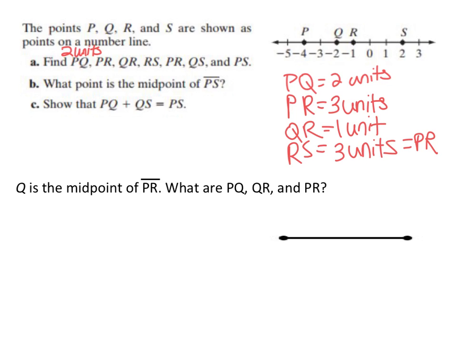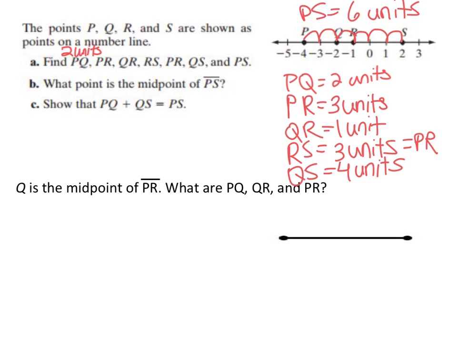QS, 1, 2, 3, 4 units. So QS is 4 units. And finally PS, 1, 2, 3, 4, 5, 6. So PS is 6 units. Now the other way to do this would just be to take that number, so P is at -4, S is at 2, find the difference between them, and then take the absolute value of that, and it's the same thing, but when you're given the number line, it's easy enough to just count.